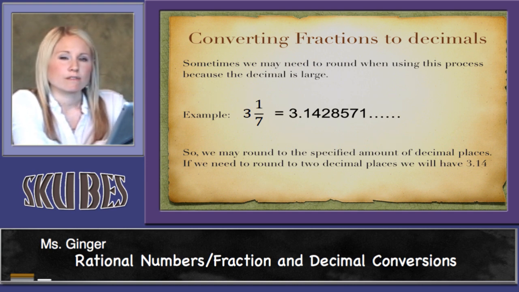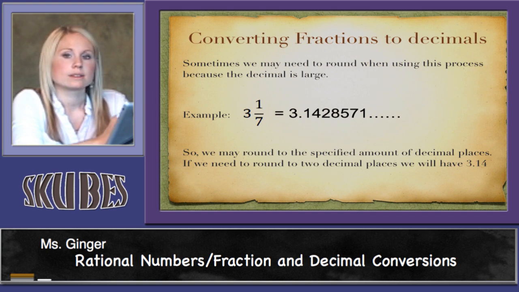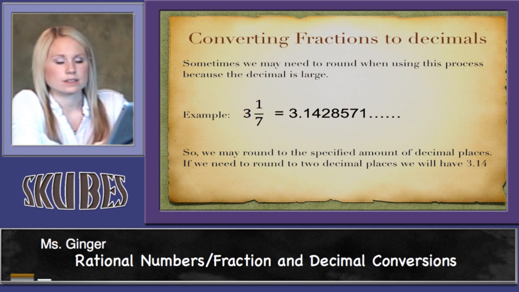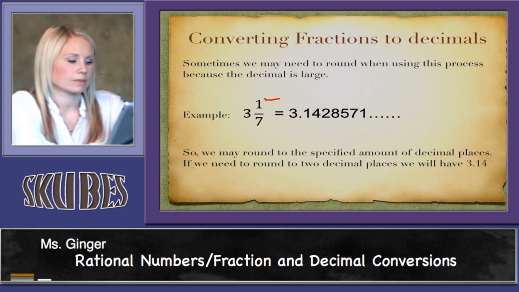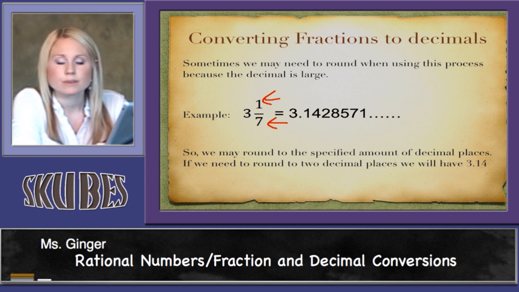Okay, sometimes when we convert these to decimals, we're going to get a number that continues on. For instance, here I've got 3 1/7, which is going to be 3.14, and it continues on. That part is from the 1 divided by 7 here. And for these situations, we'll just need to round it off at some digit as specified by your directions or wherever you want to end the number.